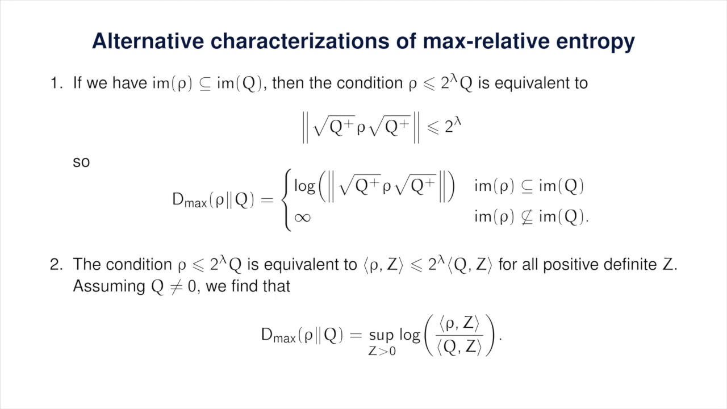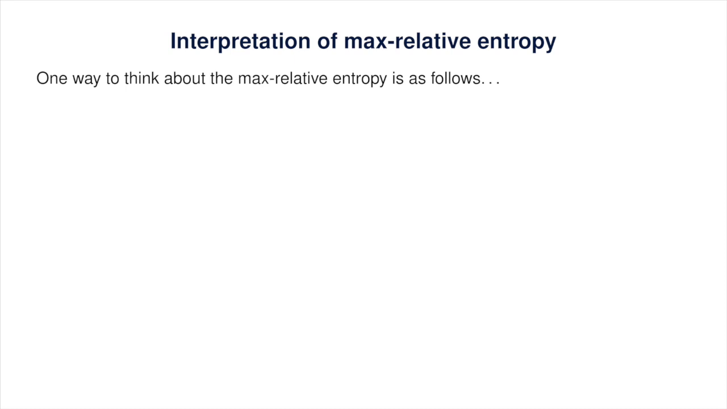That isn't surprising if you think about either of the dual problems from the previous slide, but it is a handy expression to have. It is natural to ask at this point, what is the intuitive meaning of the max relative entropy? One way to think about it is as follows.